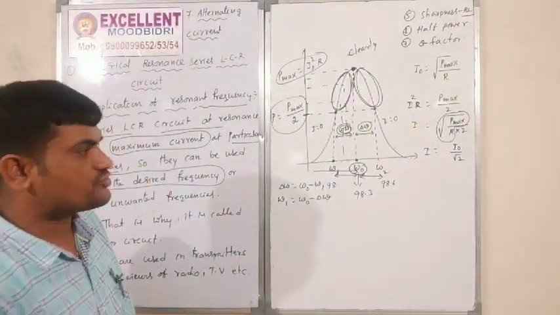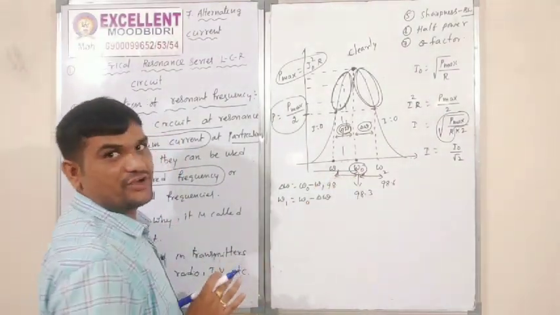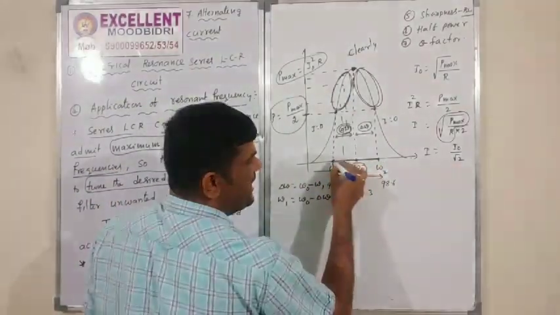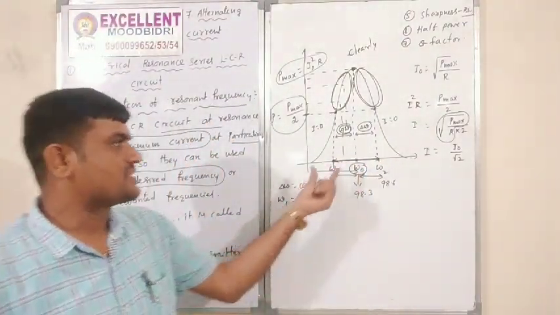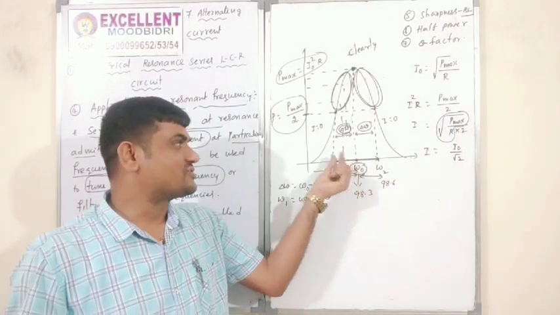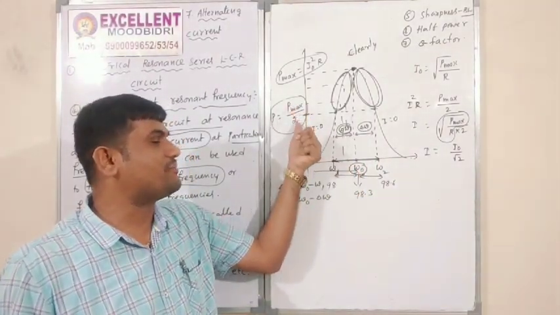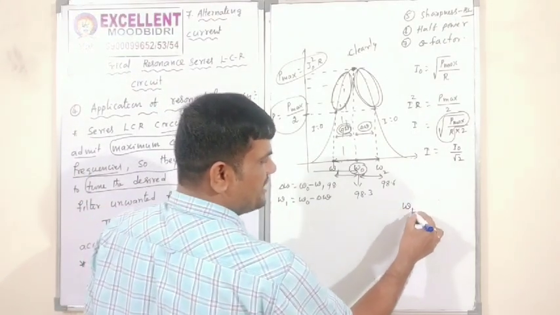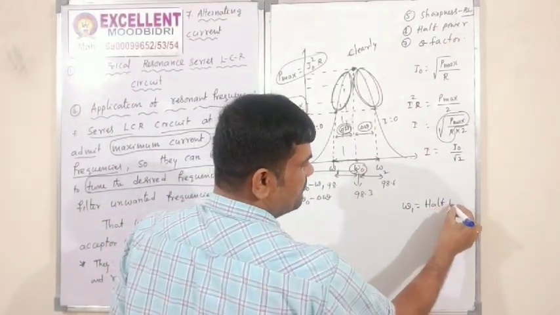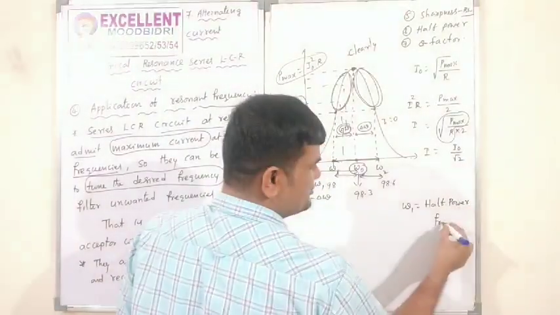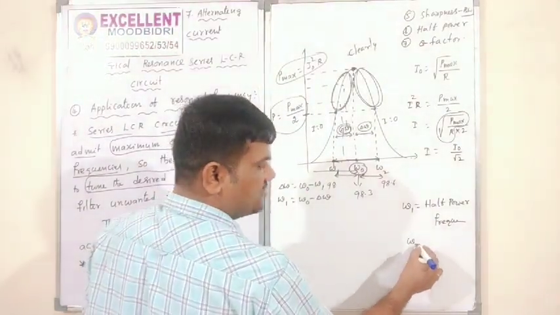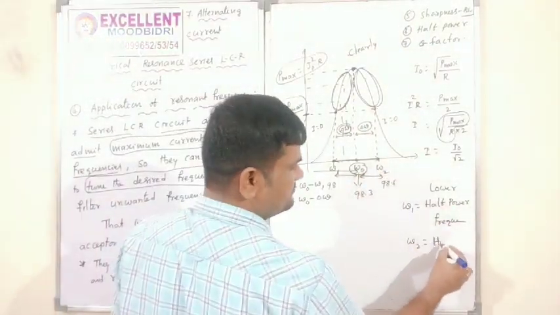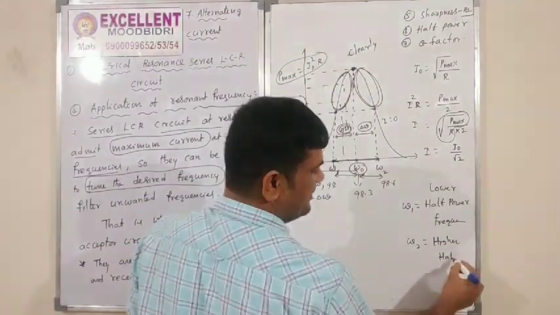So I want to reduce this width. From here to here, we can call it the bandwidth. This is the total bandwidth. At this point, how much power are we having? P max by 2. That is called the half power frequency. Omega 1 is the lower half power frequency. Omega 2 is the higher half power frequency.